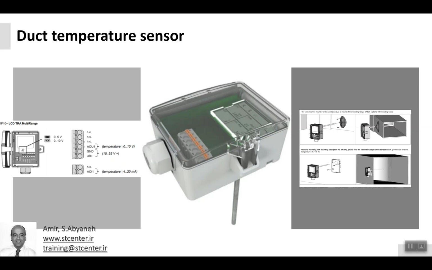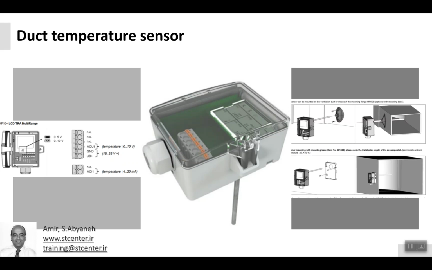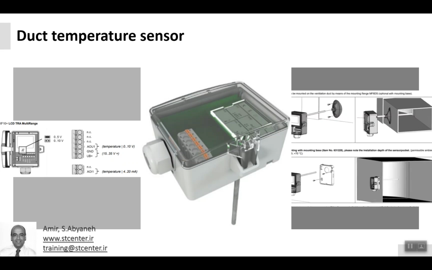Is it active data or passive data? According to that, we choose the BMS analog input or output. Also, it is important about the placement of the duct temperature sensors, how you place it. You can see the placement of the duct temperature sensor in the picture from the datasheet.